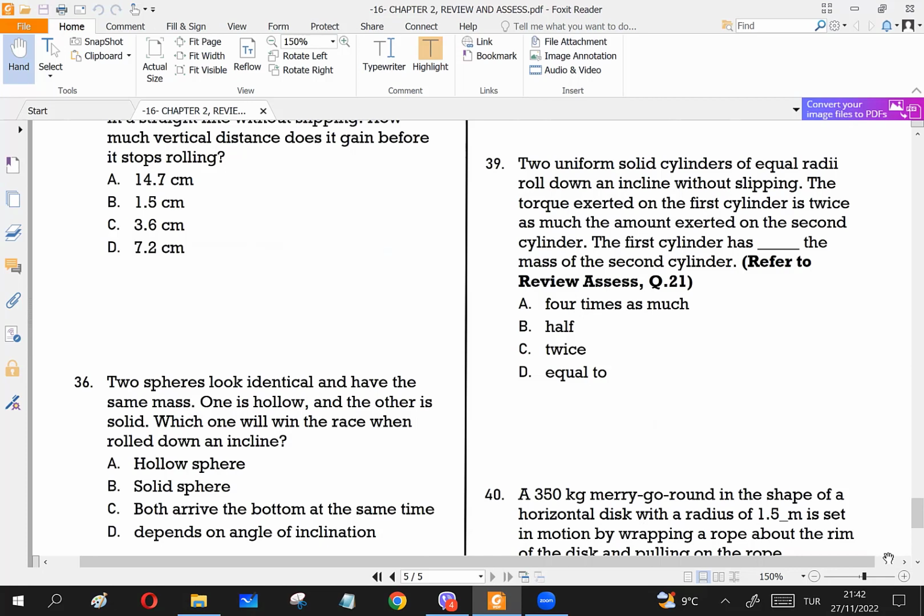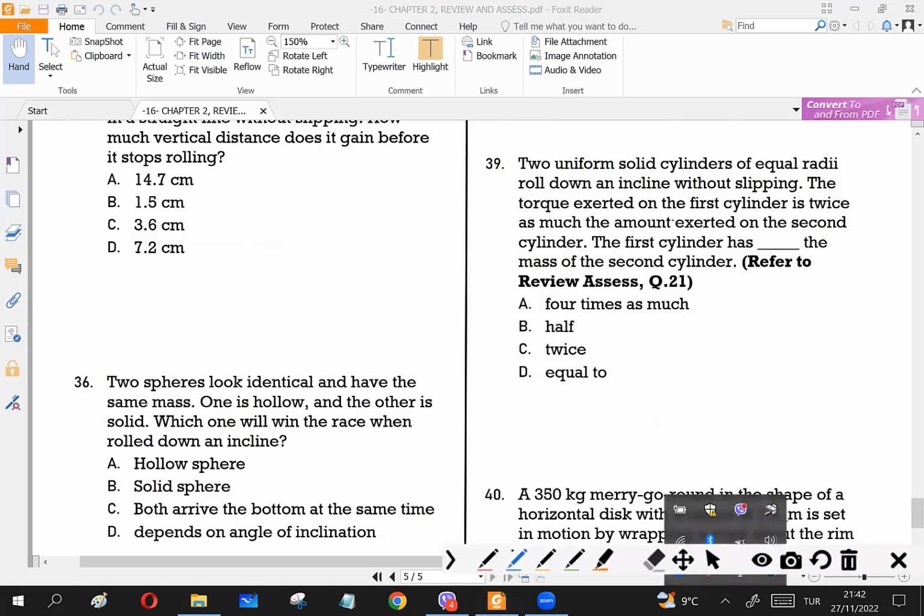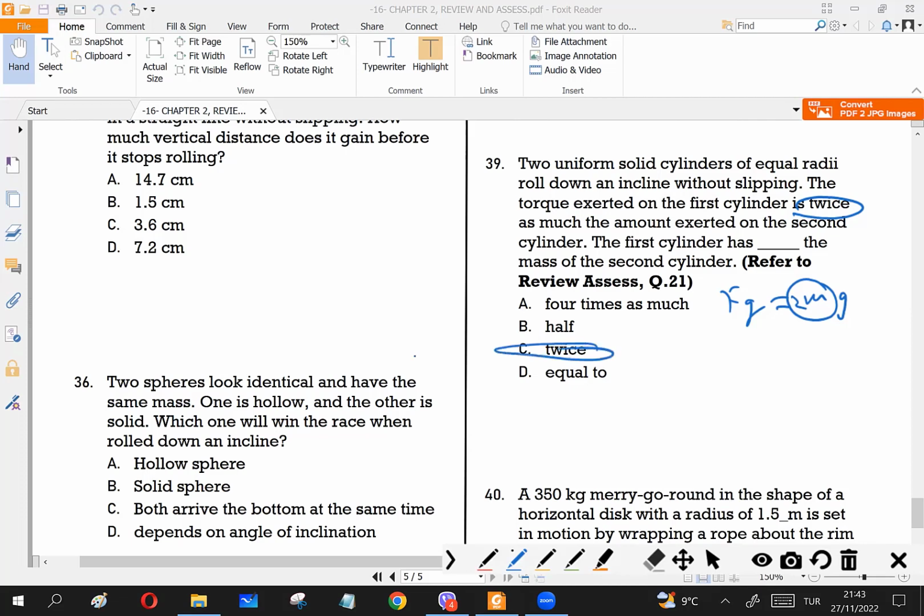If the torque is twice, the question says that the torque is twice, you can say that this twice torque is produced by a force that is twice. So Fg is twice. According to F equals m times g, the mass must be twice. Double the mass doubles the force. Doubling the force doubles the torque. That's why the mass also must be twice.